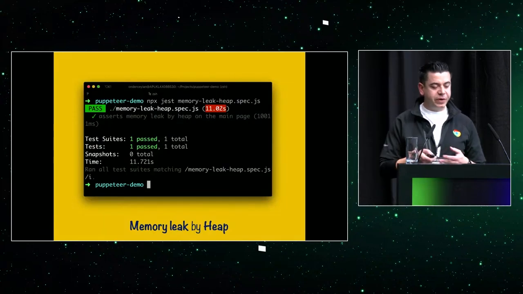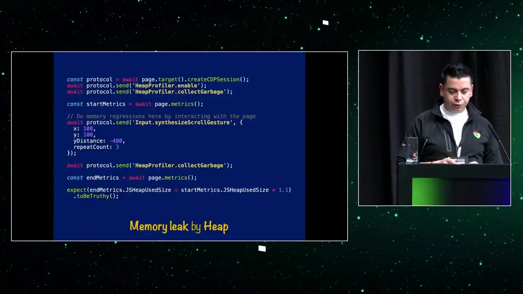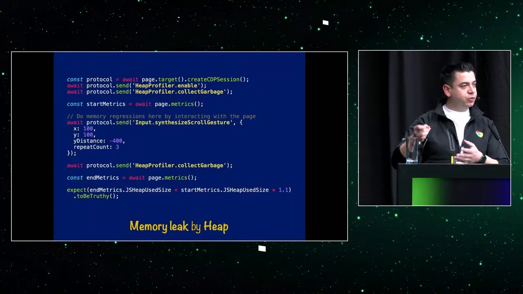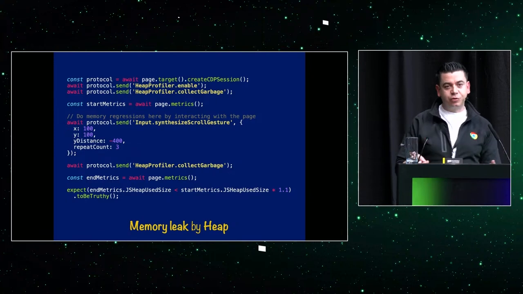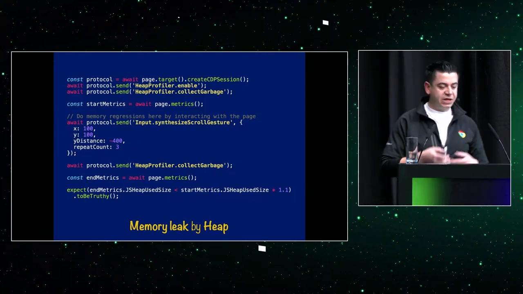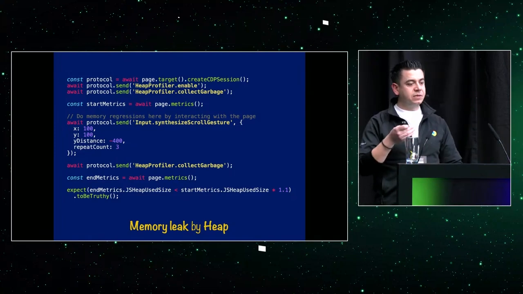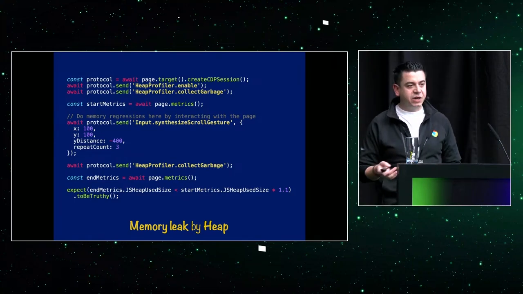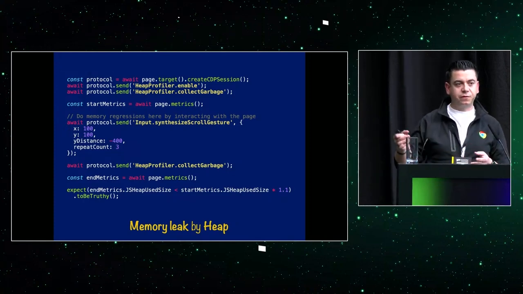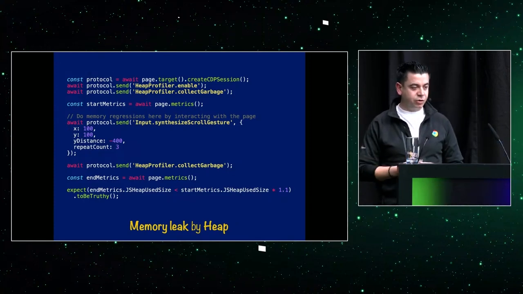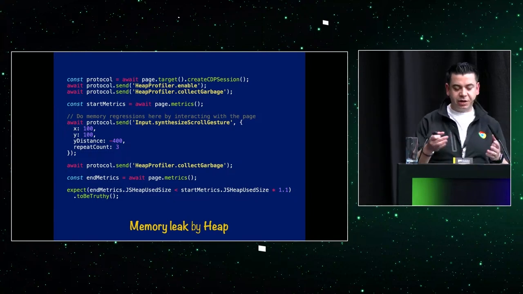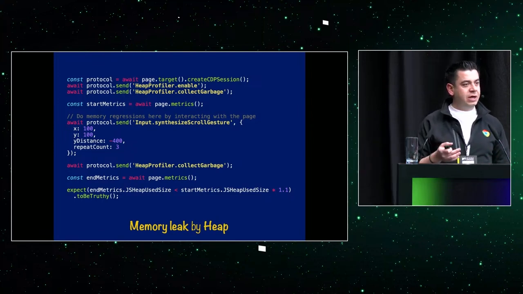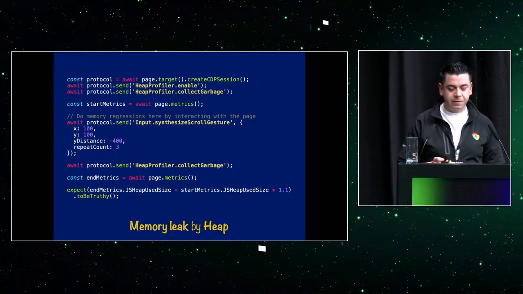On the next one, I'm comparing the memory leak by heap. For that, I'm again using the Chrome DevTools Protocol. This time, I'm enabling the heap profiler on the web application, and then I start collecting garbage, get some start metrics, and then I trigger some action. This time, it's a scroll gesture. It shouldn't create any memory leak anyway, but think about actions like typical user flows that might potentially create a memory leak, or you want to make sure that it doesn't create any in the future. Then finally, I collect the garbage with the end metrics. Then I compare them to make sure the heap didn't actually increase more than 10%.